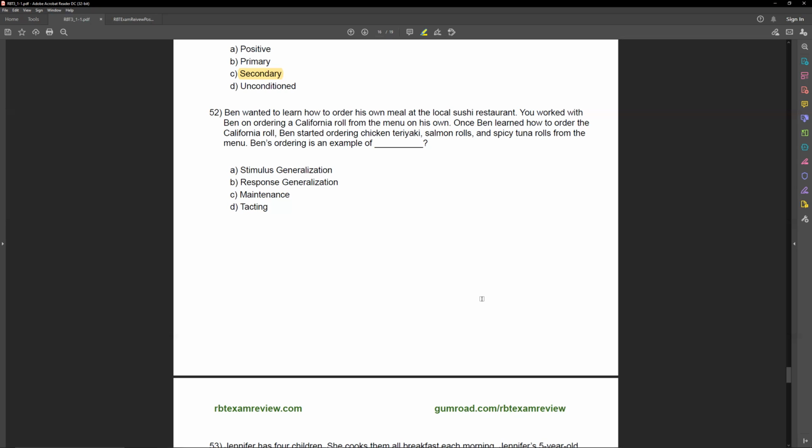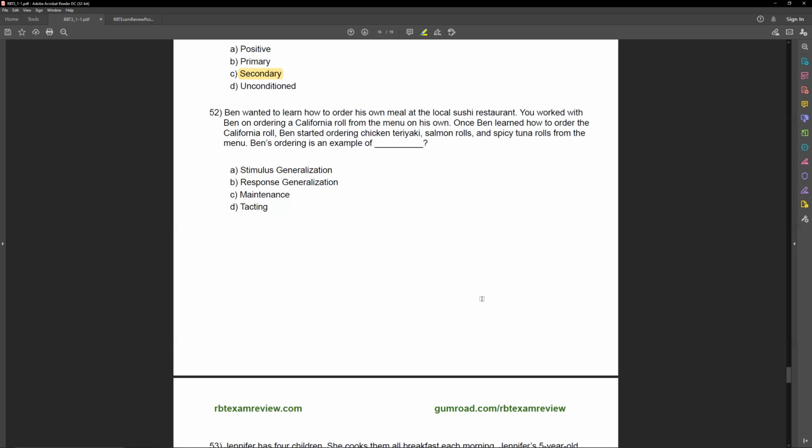Okay, but that's not what we're looking for. So we're looking for A or B, right? Are we looking at stimulus generalization or response generalization? What is our strategy when presented with a stimulus and a response generalization question? You ask yourself, how many responses are we looking at?